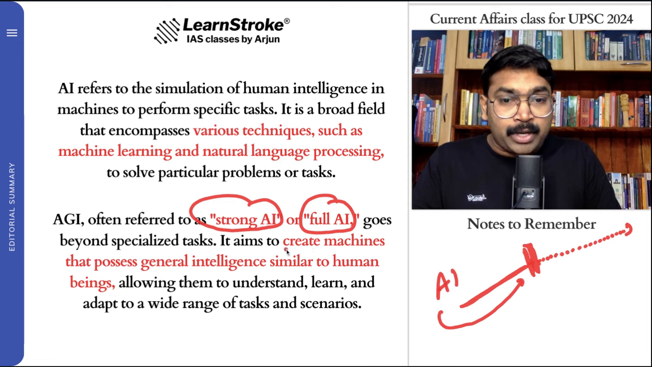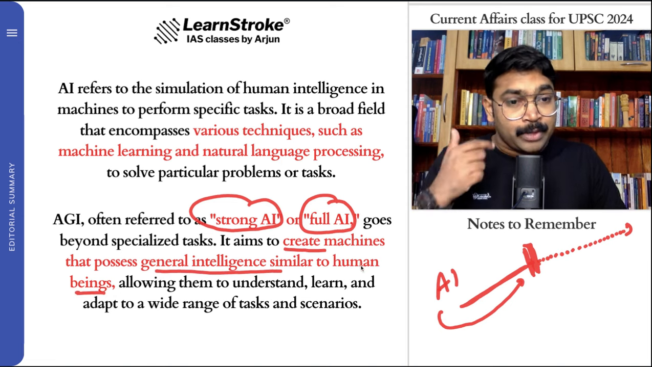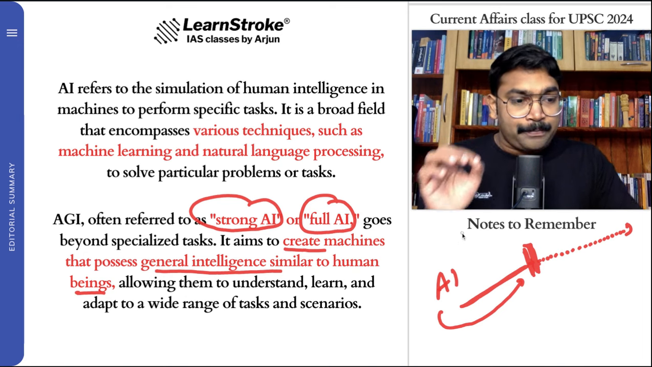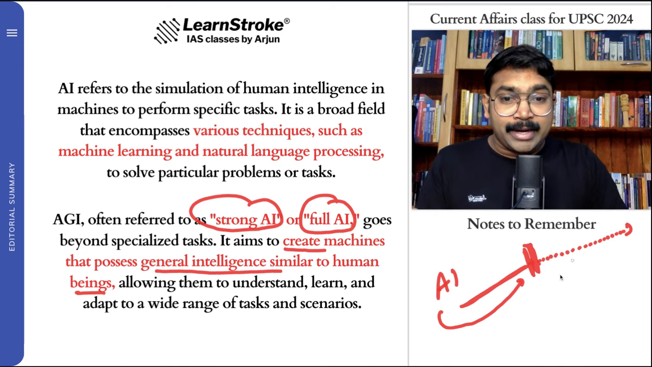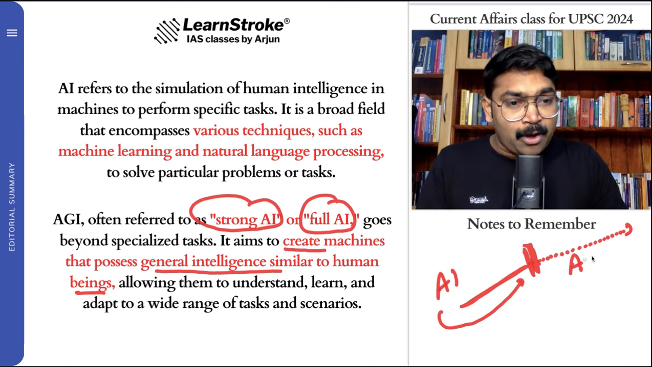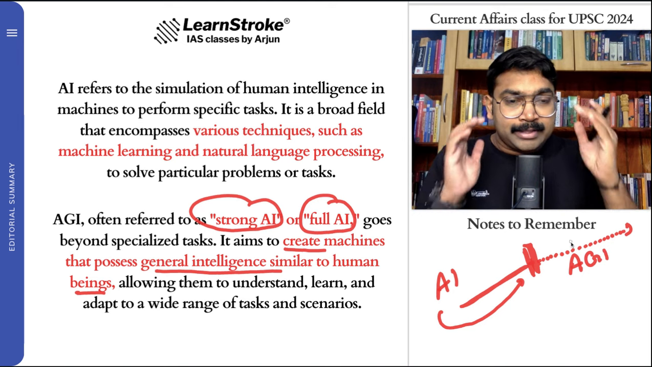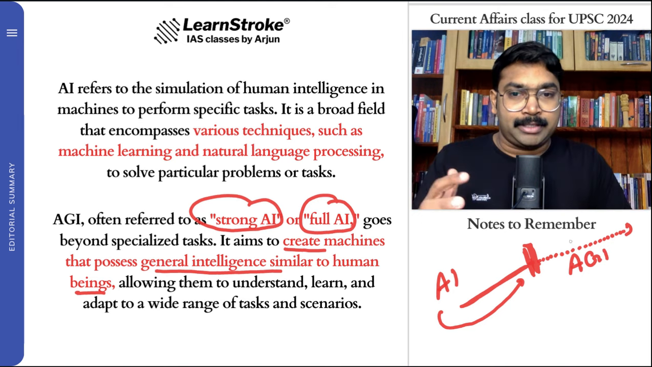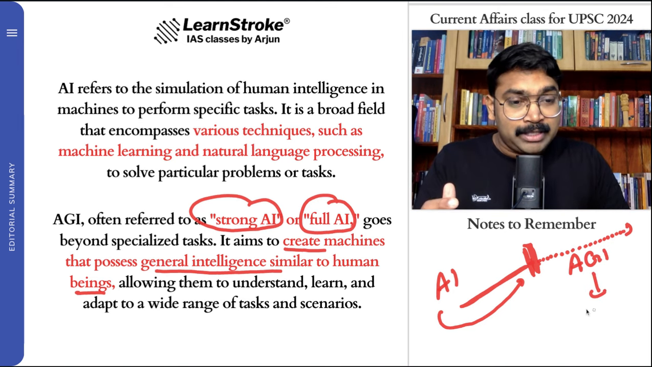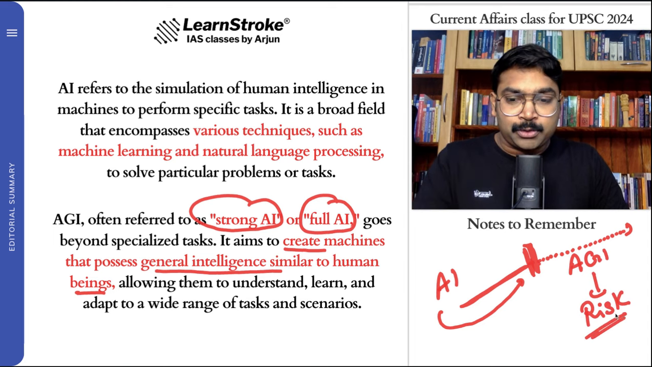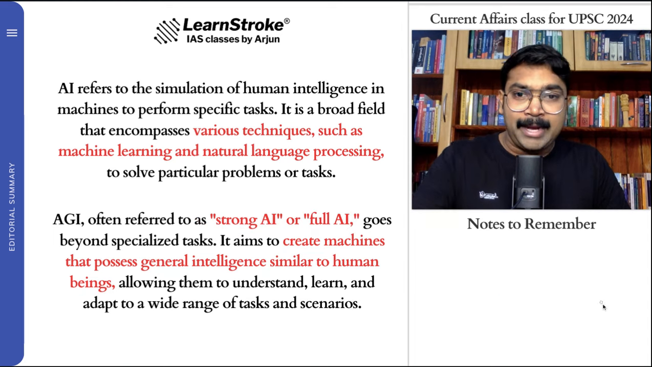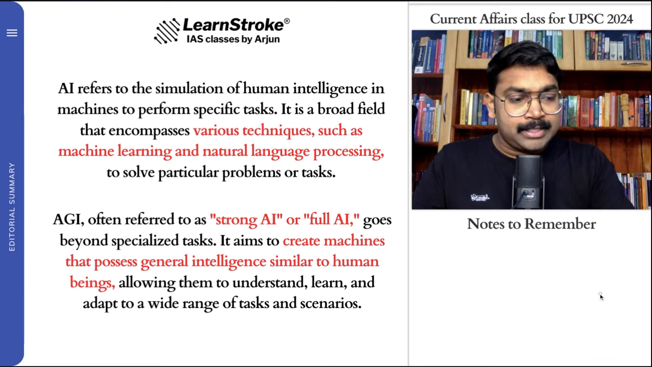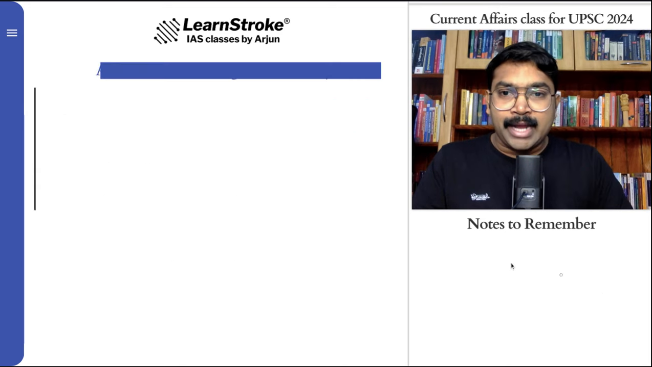That means it aims to create machines that possess general intelligence similar to human beings. So one thing you can understand is AGI is capable of doing things just like human beings. Don't you think that is a big challenge and a risk for humanity? If it is used in the right way, it's good. So that is the difference between AI and AGI. Let's go deeper and check out what the article has to say.